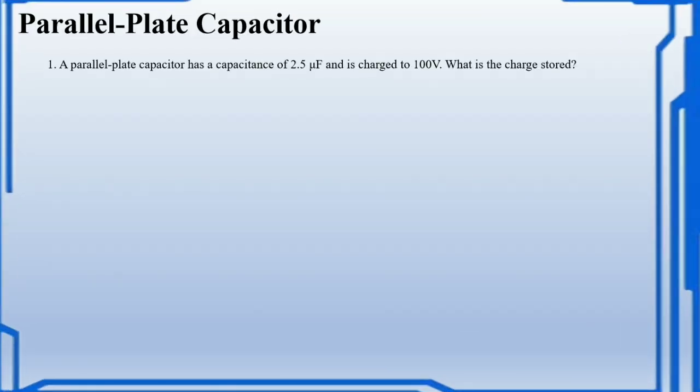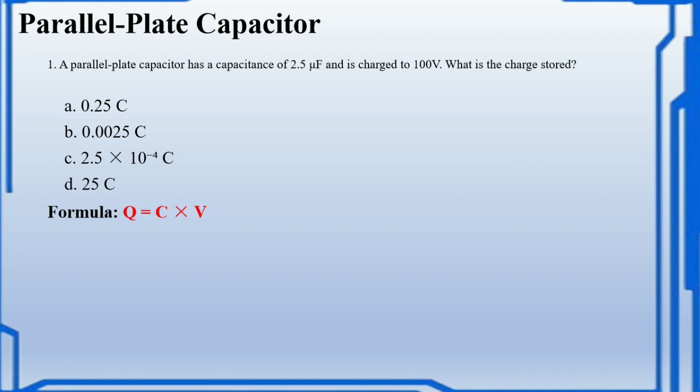A parallel plate capacitor has a capacitance of 2.5 microfarads and is charged to 100 volts. What is the charge stored? A. 0.25 coulombs, B. 0.0025 coulombs, C. 2.5 times 10 to the negative fourth coulombs, and D. 25 coulombs.